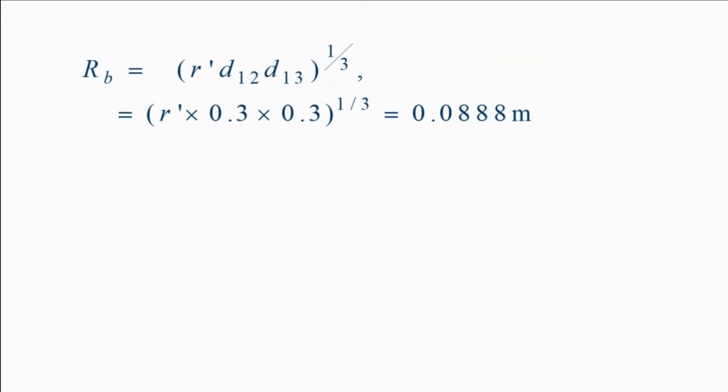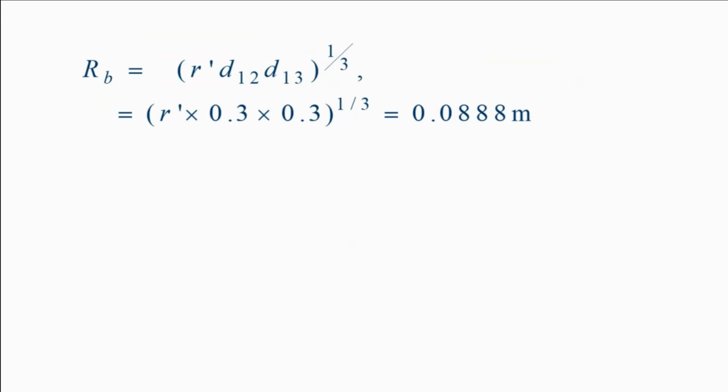So here it's the geometrical mean radius. What does this mean? It means that I can replace the radius for these three conductors by an equivalent radius. This is the main advantage of bundling of conductors. I'm increasing the radius.